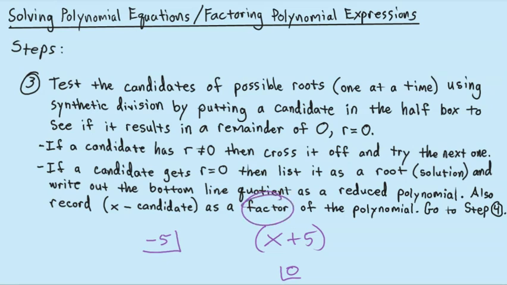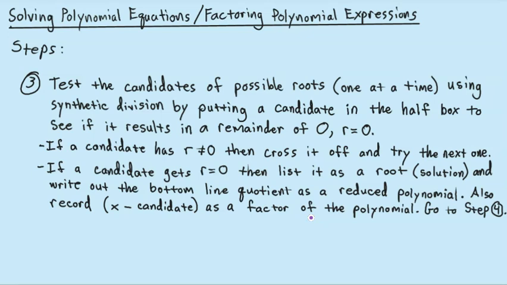So you're making 3 lists here. One list of candidates that you're testing, one list of roots that are the solutions for the equation, and the third list you're making is a list of factors of the polynomial. And then after listing the factor of the polynomial, you're then going to go on to step 4.